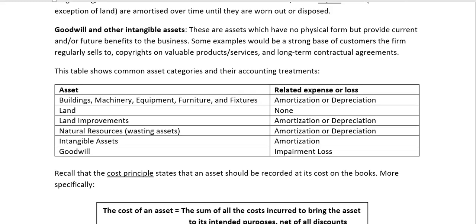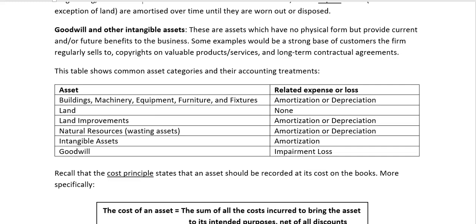These are assets which have no physical form, but provide current and/or future benefits to the business. Some examples would be a strong base of customers the firm regularly sells to, copyrights on valuable products or services, and long-term contractual agreements.